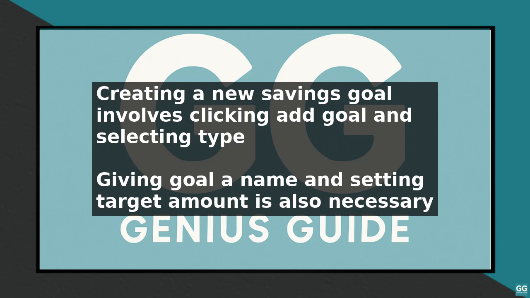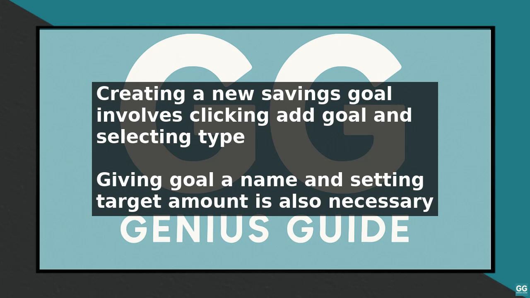Now, let's talk about funding your savings goal. You can set up automatic transfers from your checking account to your savings goal. This way, you ensure that you save a fixed amount regularly, making it easier to reach your goal.